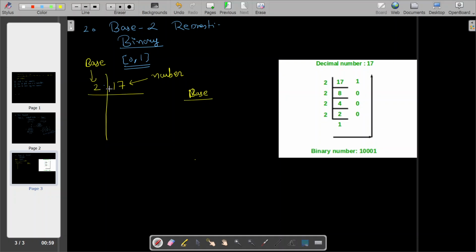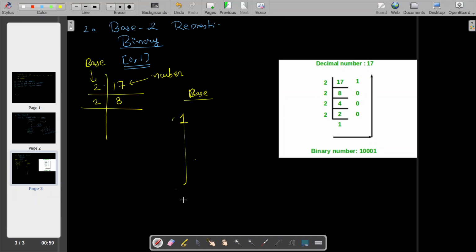So if we divide 17 by 2, the remainder will be 1, and 8 will be the quotient, since 2 times 8 is 16 plus 1 is 17. Now what next? Next, again divide 8 by 2.